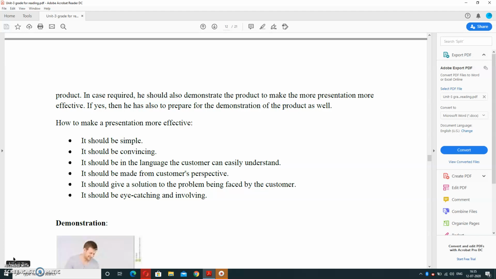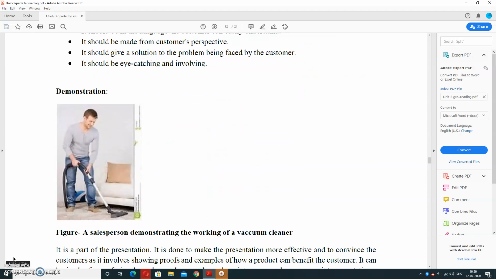It means the customer should understand the product better, and it should give a solution to the problems being faced by the customer. And the major thing, the presentation we are preparing should be eye-catching. It means the customer can listen very carefully to each and every step of the presentation.